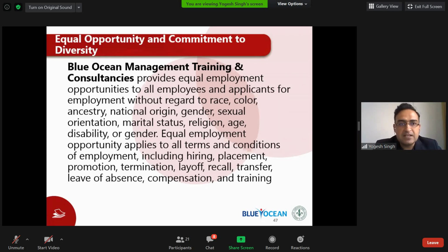So usually when we say equal employment and commitment to diversity, we talk about all employees and applicants without regard to race, color, ancestry, national origin, gender, sexual orientation, religion, age, disability, etc. They are given an equal opportunity in all terms and conditions of employment, not just hiring, but also placement, promotion, termination, transfer, layoff, recall, leave, compensation, training, etc.